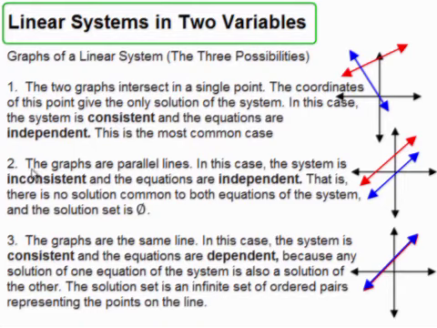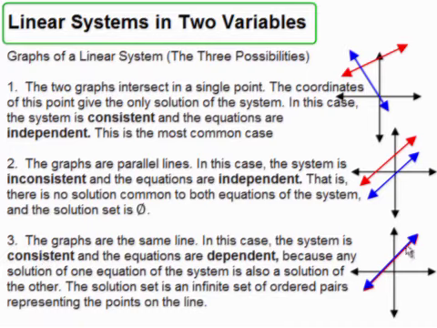The second case is if the graphs are parallel lines. In this case, the system is inconsistent and the equations are independent. That is, there is no solution common to both equations of the system. And so the solution set is the empty set.